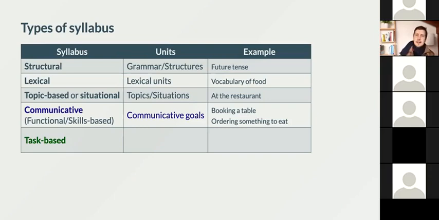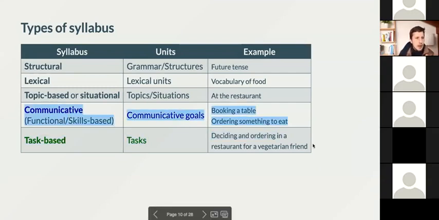And lastly, task-based syllabus, where the units are tasks, and an example would be deciding and ordering in a restaurant for a vegetarian friend. So that's really the different types of syllabus. What really interests us in this course are these two. And for now, we will really focus on communicative syllabus, mainly because I want you to completely understand and master the communicative goals before we get into tasks.